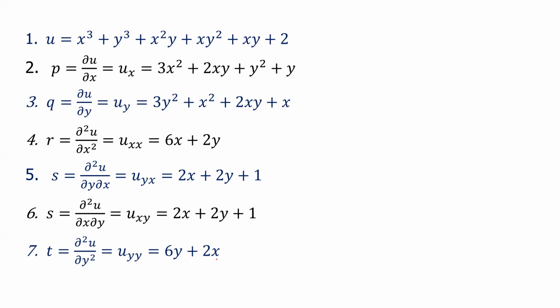So the first two are the partial derivatives of u with respect to x and y of order 1, and the remaining 4, actually remaining 3 because these two are the same, are called second order partial derivatives of u with respect to x and y. Thank you.